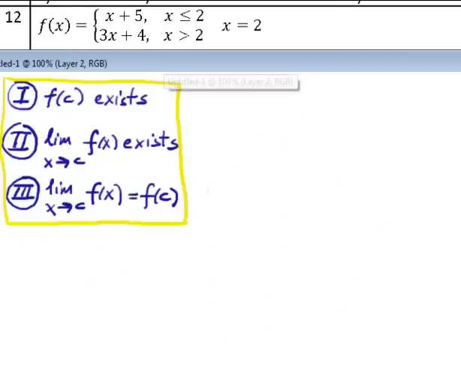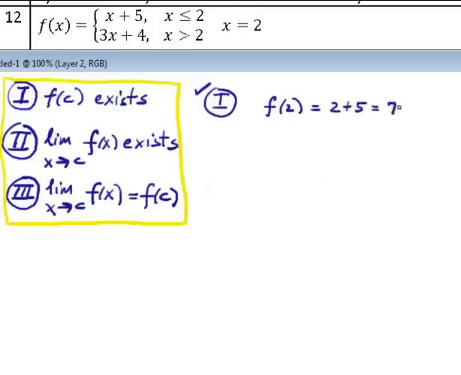Okay, number 12, again, we want to determine if f of x is continuous at x equals 2. All right, first number 1. Number 1 is true. F of 2 exists. Just substitute into this top expression because of the x less than or equal to 2 here, and we get 2 plus 5. Okay, so 1 is true.